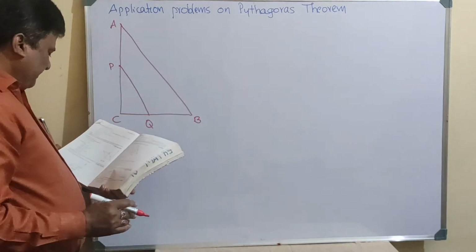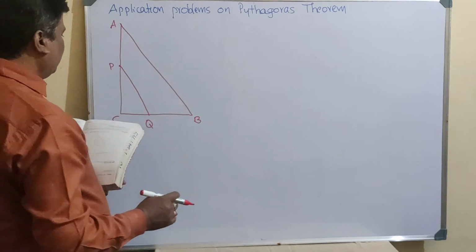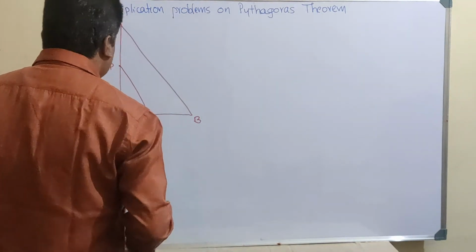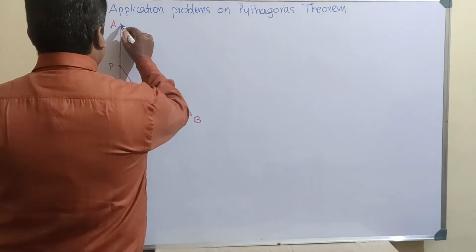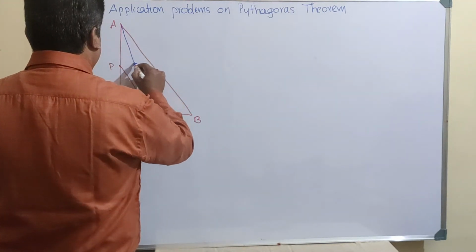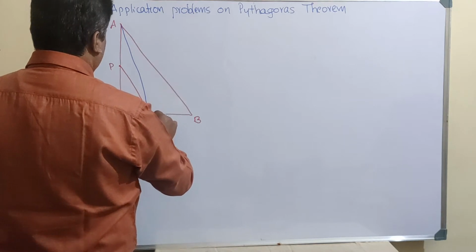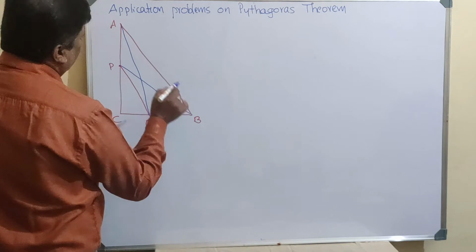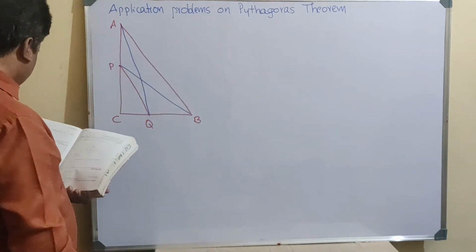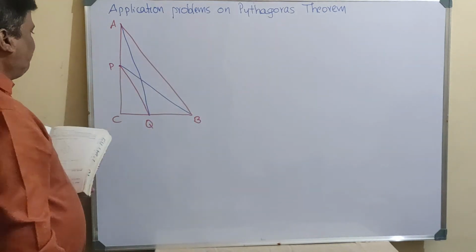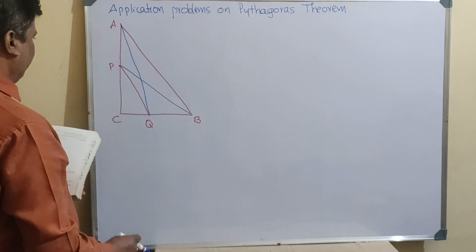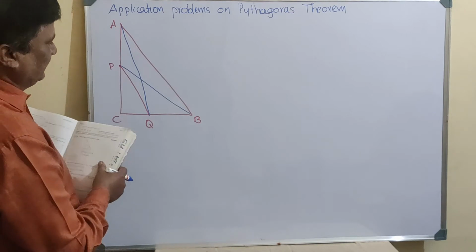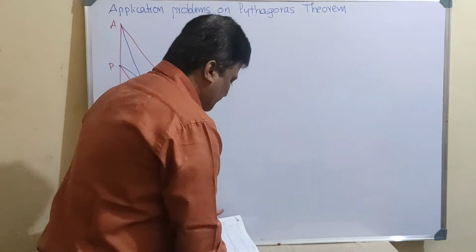Understand? Then we want to prove that AQ square plus BP square is equal to AB square plus PQ square. So let's see how we can prove this.